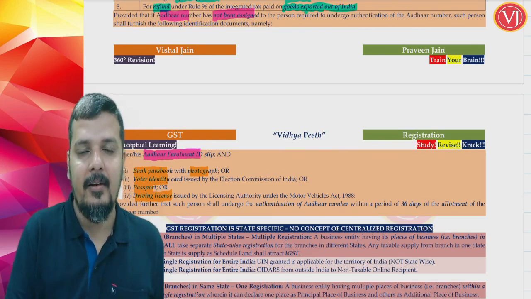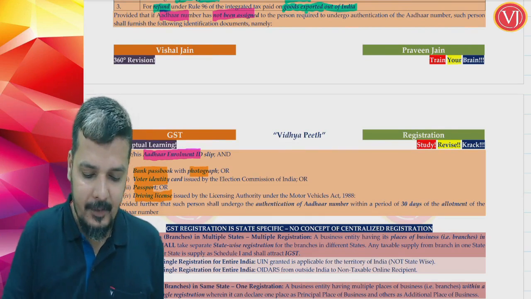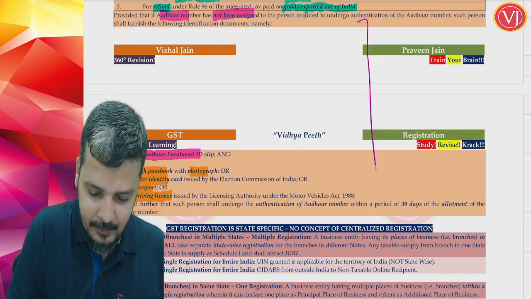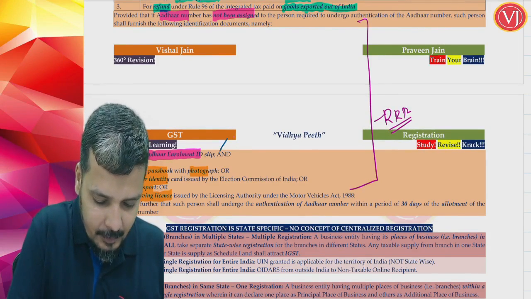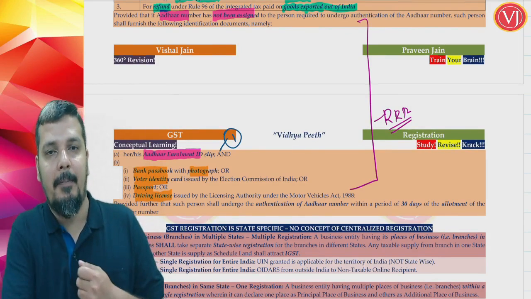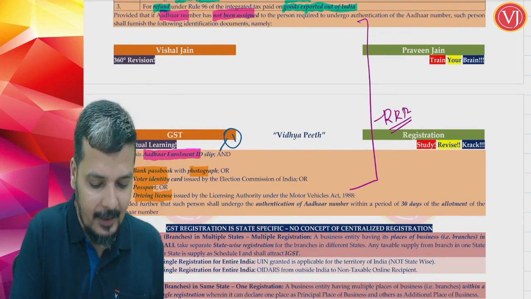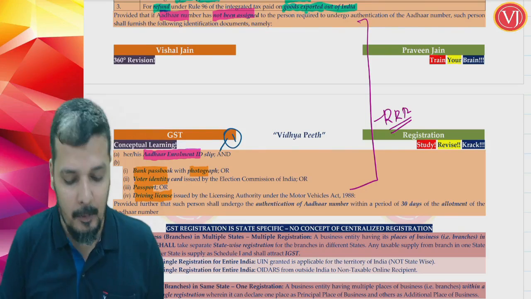So you can tell that, please give me this RRR. You are getting this RRR with what proof? Proof number 1: you tell that I don't have Aadhaar, but I have applied, I have gone for an application of Aadhaar. I am giving the proof of Aadhaar enrollment ID.